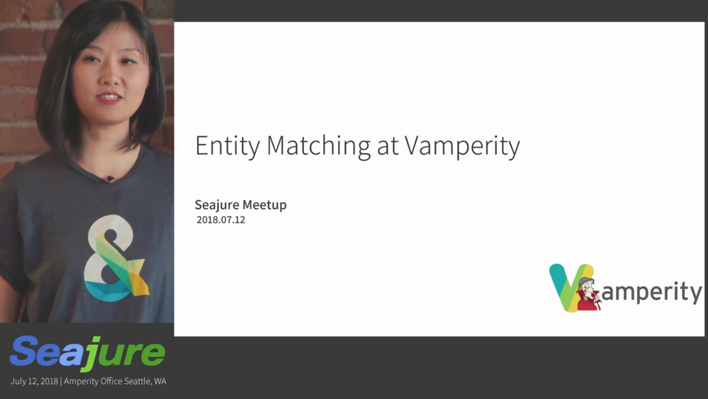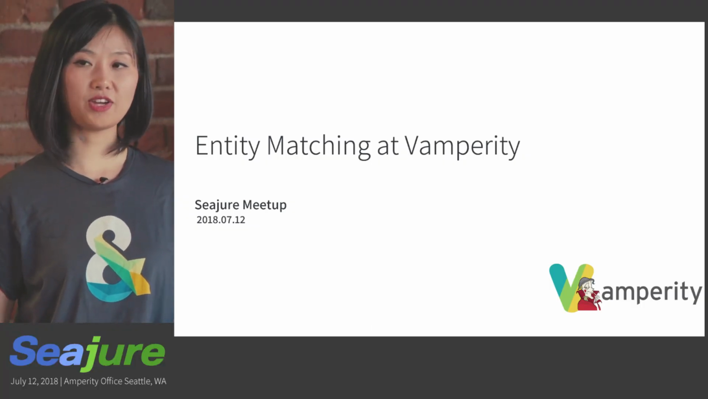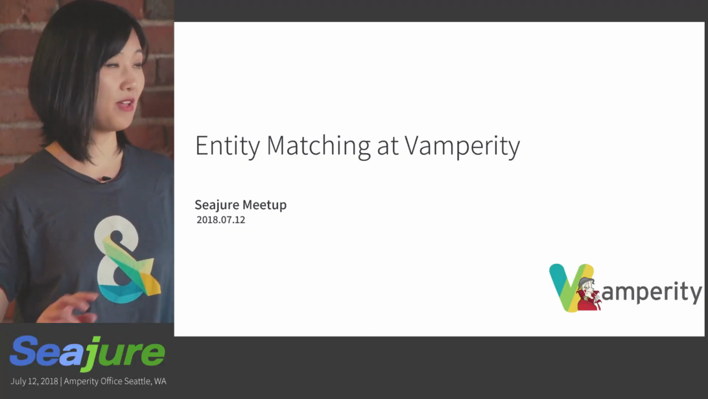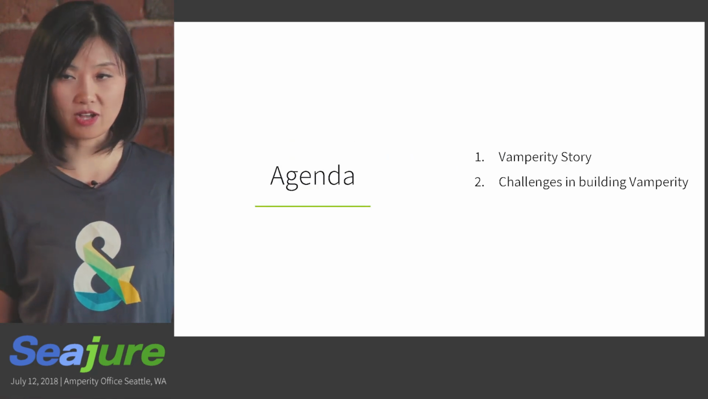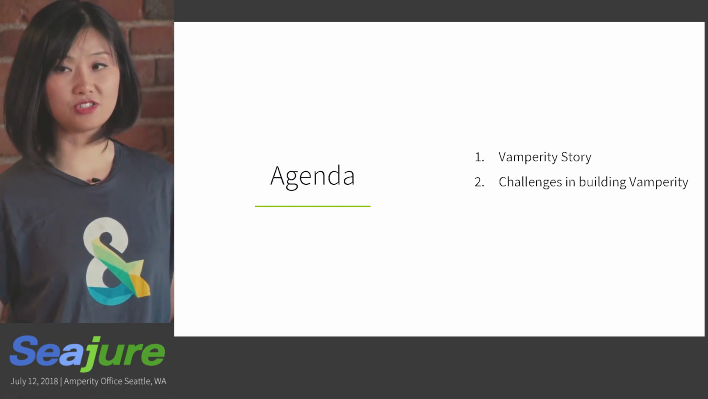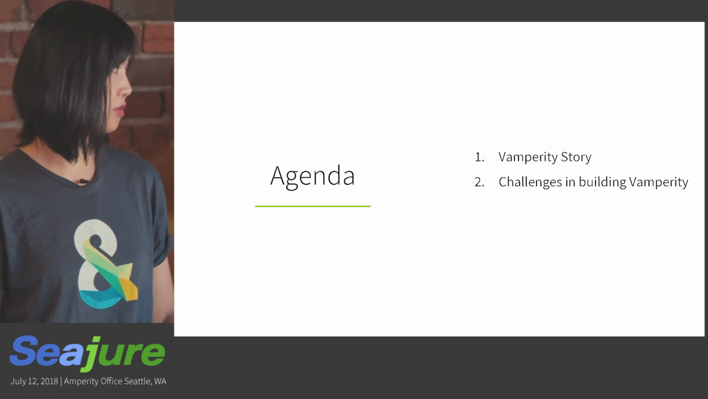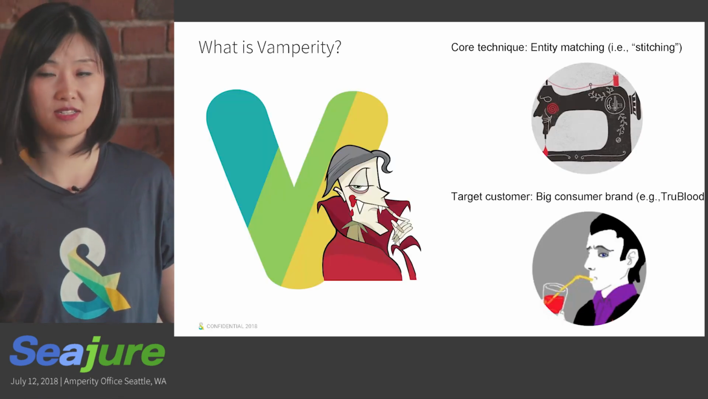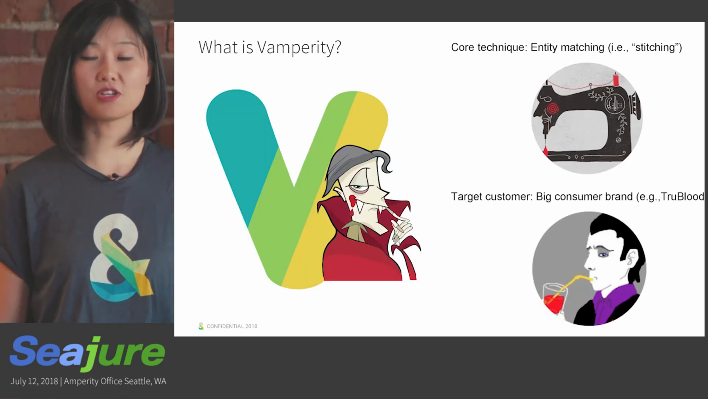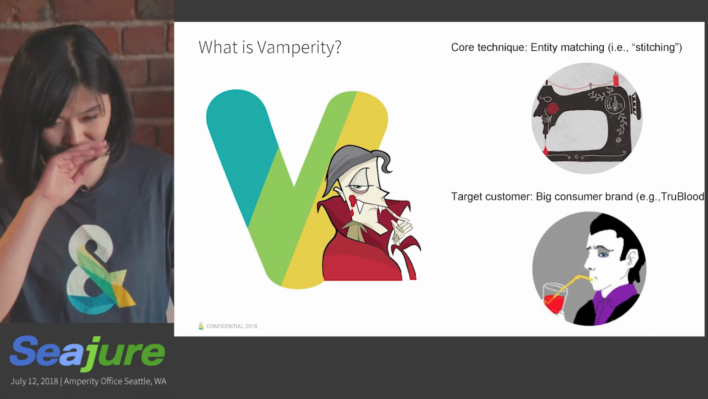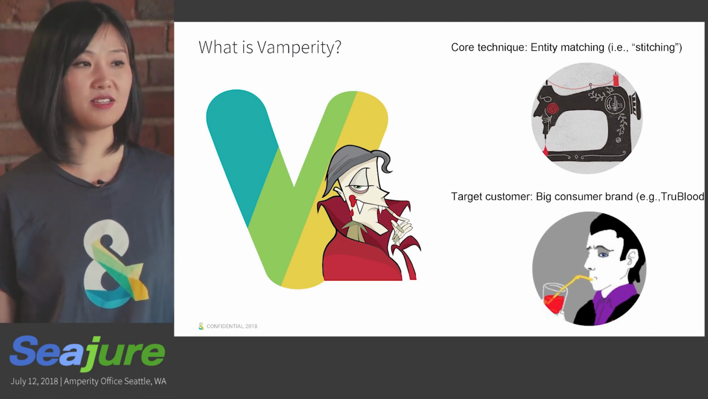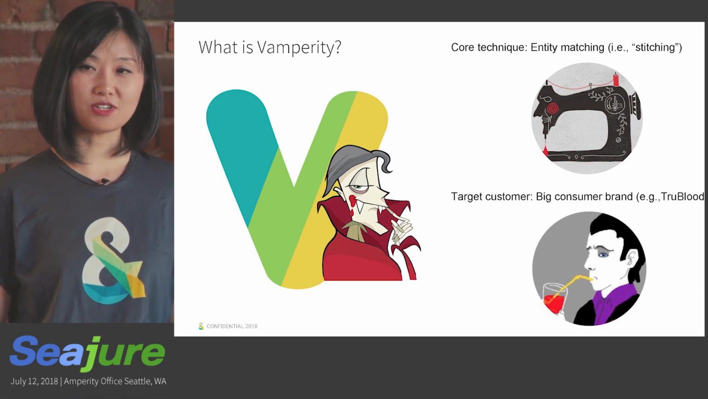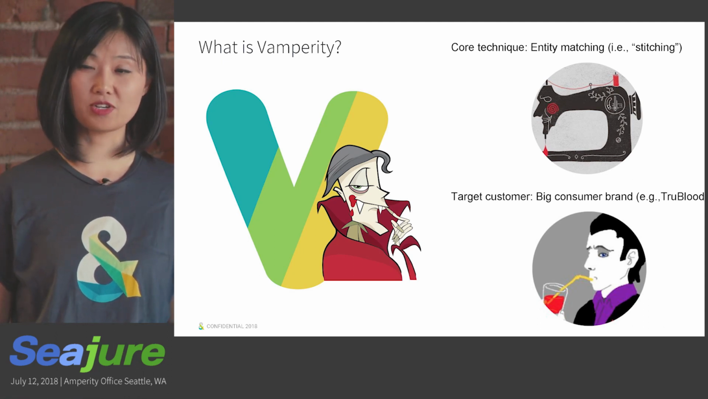So, welcome everyone. My name is Yan. I'm a data scientist. I'm excited to share a not very Clojure Vamperity story, but my colleague Chuck is going to talk about the challenges in building Vamperity. So, what is Vamperity? Vamperity is a software startup in the Pacific Northwest. It's only 130 miles east of the famous Twilight town, Forks, Washington.